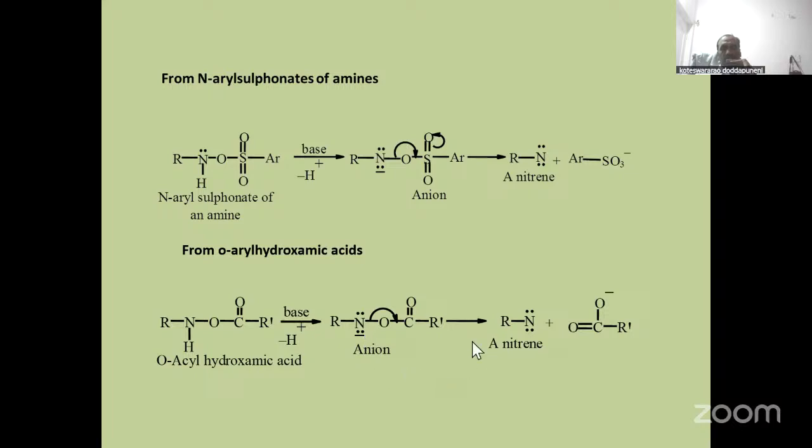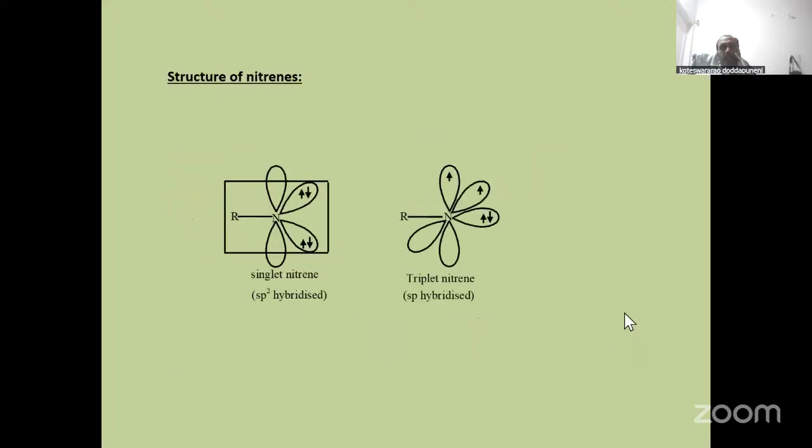Then it leads to dissociation, similar to the previous reaction, that leads to the formation of nitrene and some acylate ion, yes, acetate ion, right? Next, structure of nitrene. Here, you consider that nitrene exists in two forms. One is a singlet state, and another one is a triplet state.